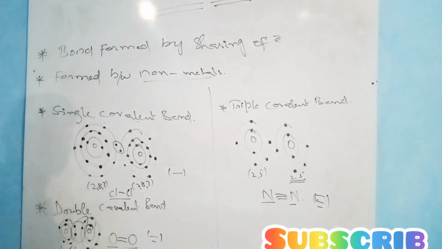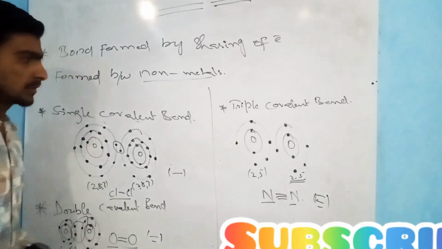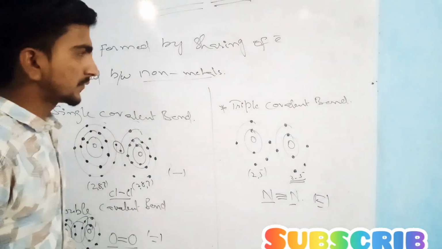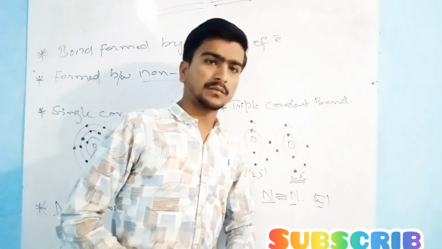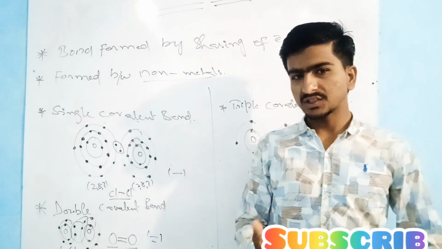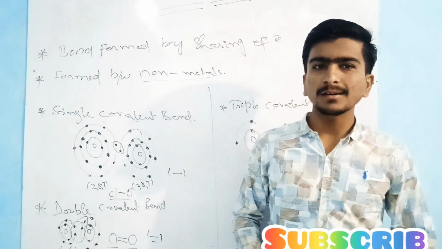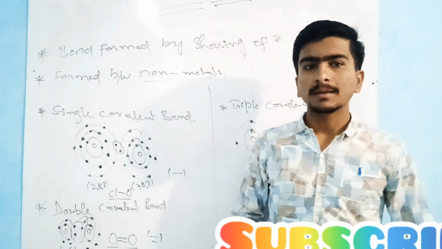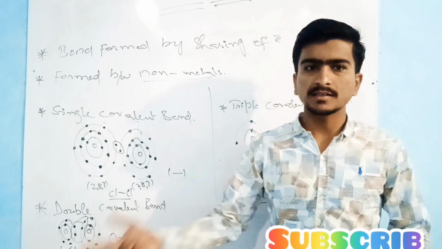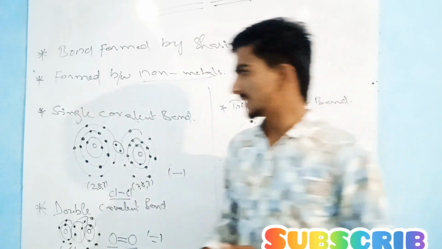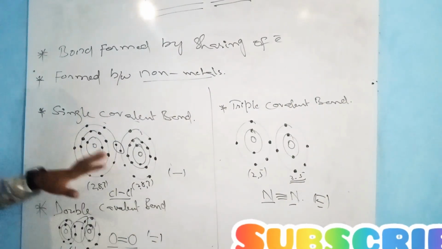There are three types of this bond: single covalent bond, double covalent bond, and triple covalent bond. A single covalent bond is a bond which is formed by sharing of one pair of electrons. What do you think, dear students? So what is sharing? Sharing means both will share equally with each other. If one is sharing 2 electrons, the other one will also share 2 electrons. Like that, as in a single covalent bond.